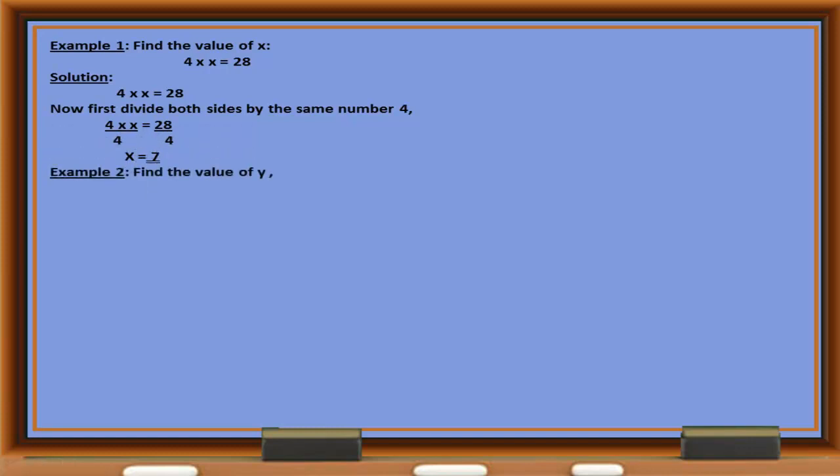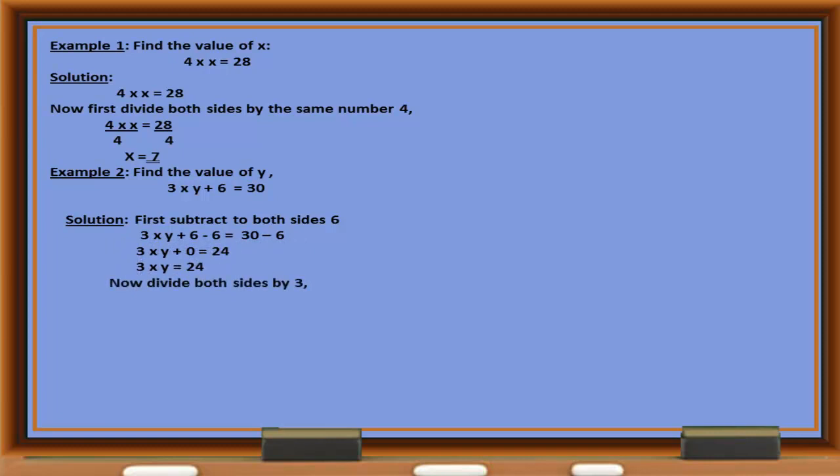Example 2. Find the value of y. 3 times y plus 6 is equal to 30. Solution. First subtract 6 from both sides. That is 3 times y plus 6 minus 6 is equal to 30 minus 6. 3 times y plus 0, that is 6 minus 6 is 0, is equal to 24. 3 times y is equal to 24.